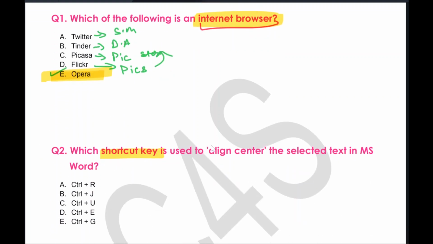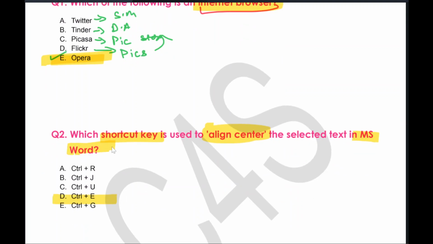Which shortcut key is used to align center in MS Word? Control E.